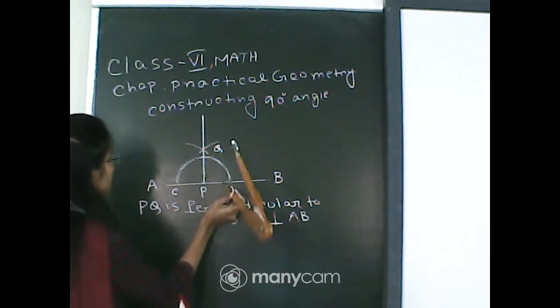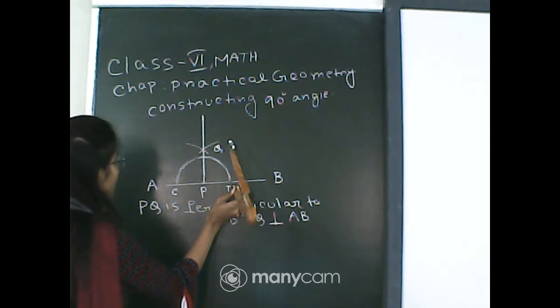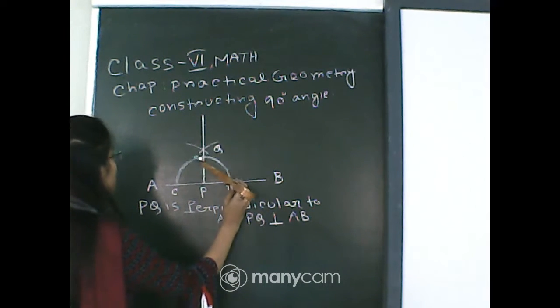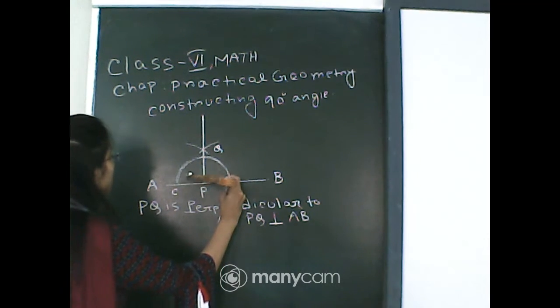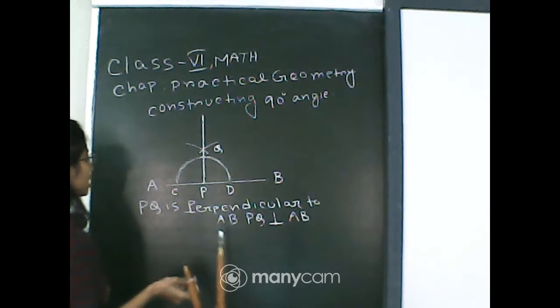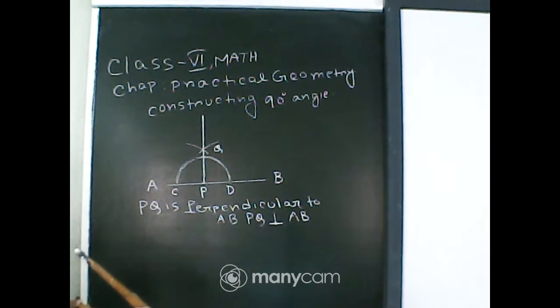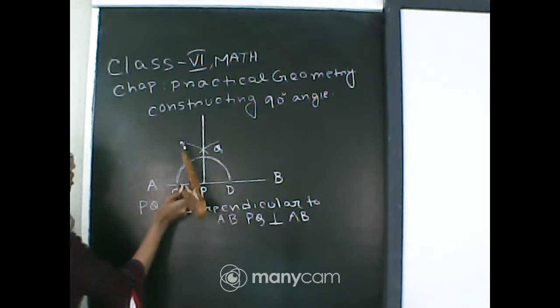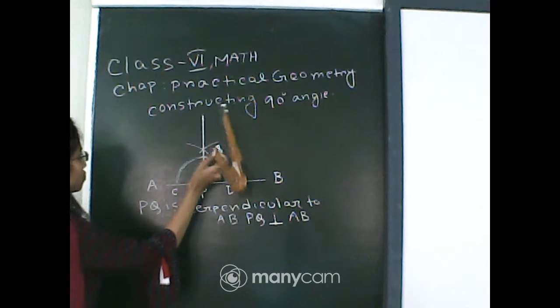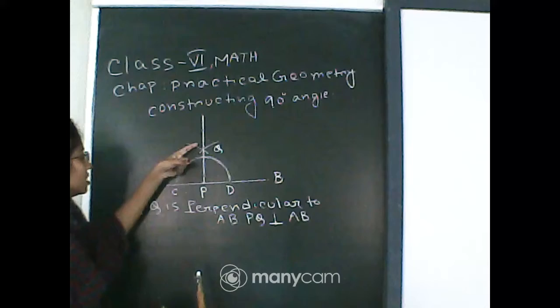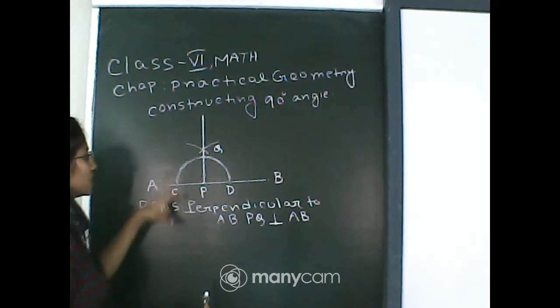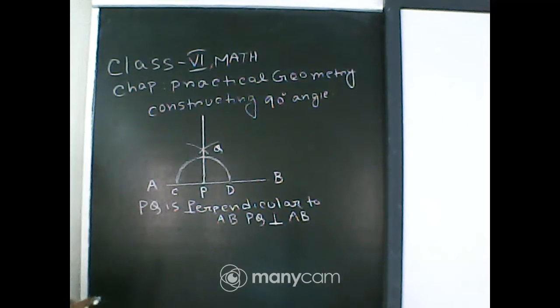Now, place the pointer of compasses at D and take the radius more than DP and draw an arc. Similarly, with the same radius and with C as center, we draw another arc. Suppose these two arcs intersect at Q. Now, join P and Q. Therefore, PQ is perpendicular to AB.